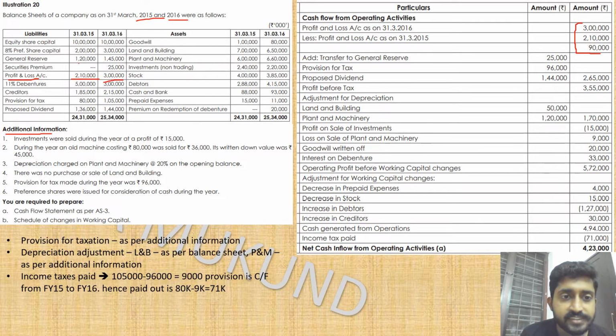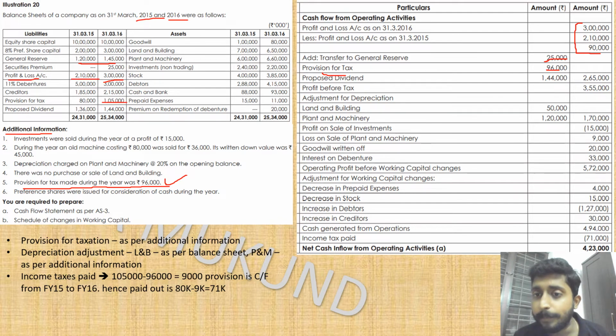Next, general reserve. Yes, general reserve has been increased, so that should be added back because P&L will be debited for it. Next, provision for taxation. Have you made any provision for taxation? Yes, 1,05,000 is a provision for taxation, but it is given in the question that provision for taxation made during the year is 96,000. Then what is 1,05,000? The remaining 9,000 will be some provision of the previous year that is carried forward. We are making the cash flow statement only for the current period. In the current period, you have made provision for only 96,000, which is debited to the P&L. Now I am adding back this 96,000 to the P&L.